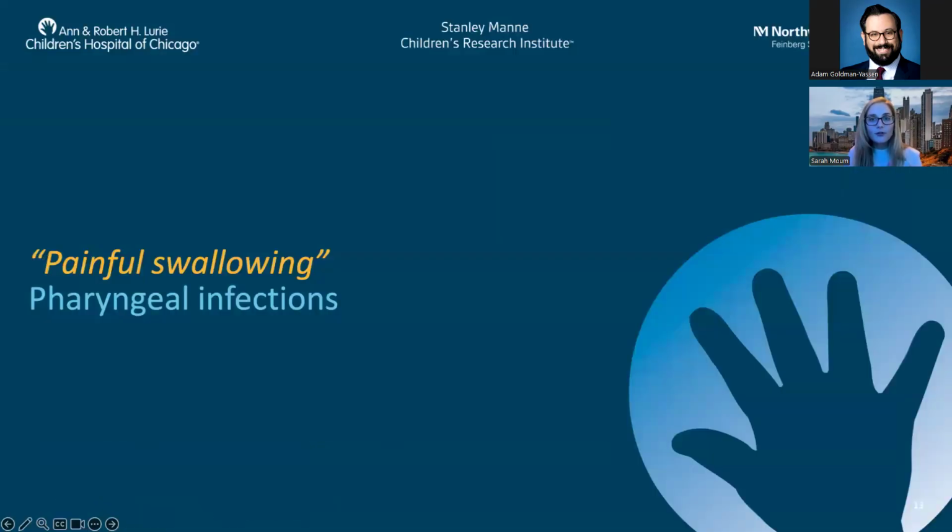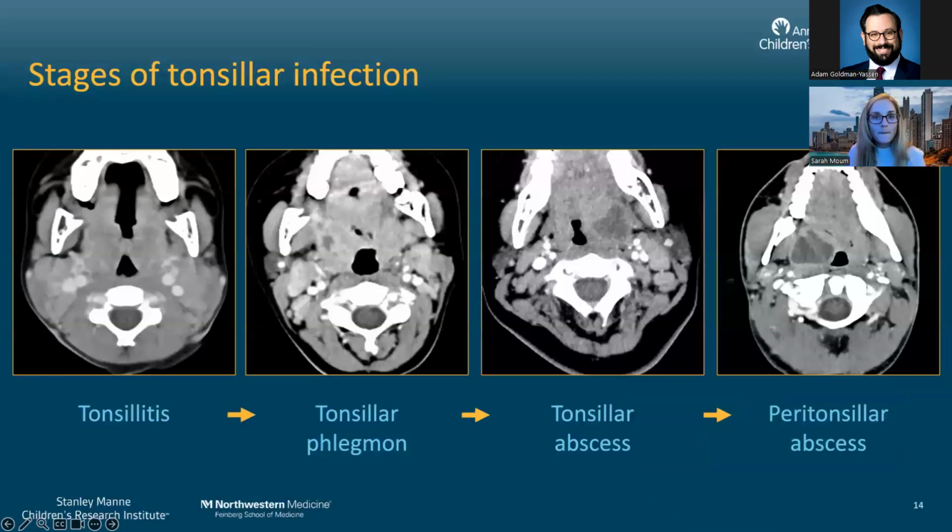Okay, so moving away from the orbit, we're going to move on and discuss pharyngeal infections, so painful swallowing. And to help introduce these entities, I've included, to start off with, just some representative imaging from different children who had presented with throat pain through the ED with difficulty swallowing. And for all of these patients, we got a CT neck with contrast to help look for abscess or any other emergent pathology needing attention.